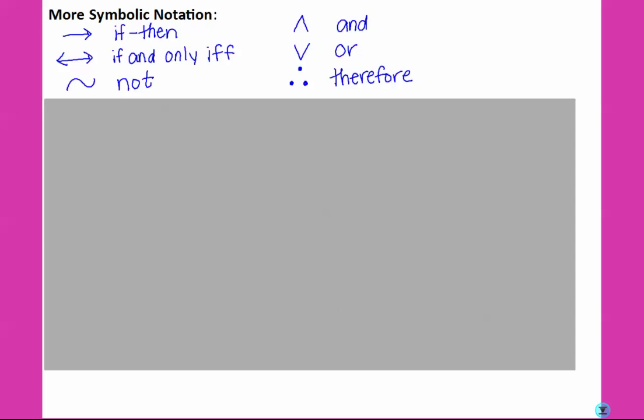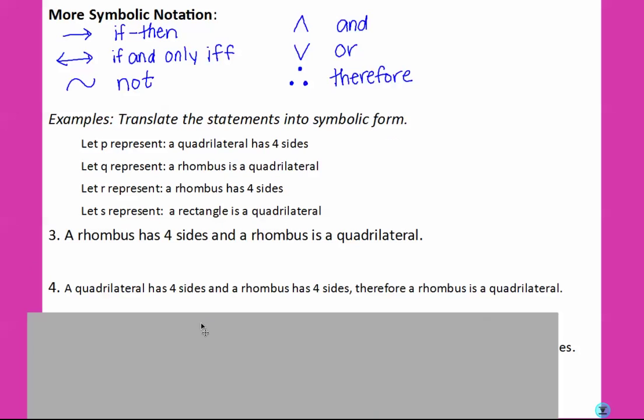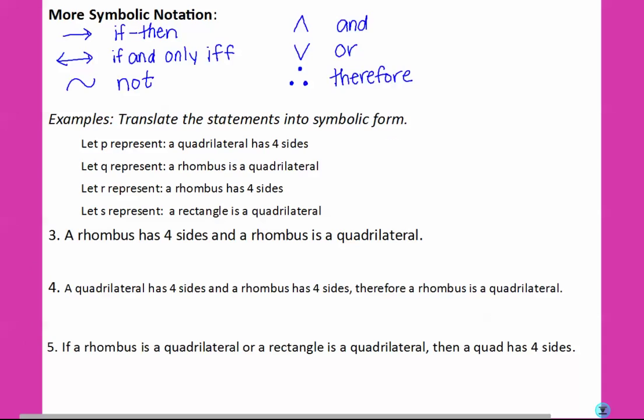So let's write some statements into symbolic notation. They tell us here that P will represent a quadrilateral that has 4 sides. Q will represent a rhombus is a quadrilateral. R will represent a rhombus has 4 sides. And S will represent a rectangle is a quadrilateral.